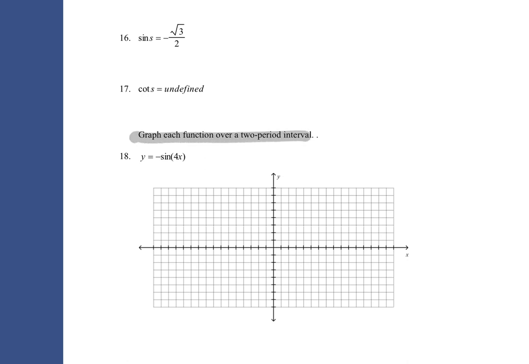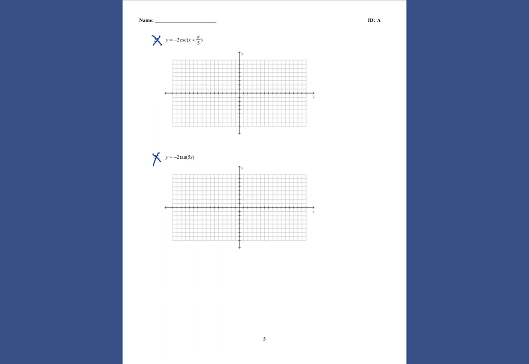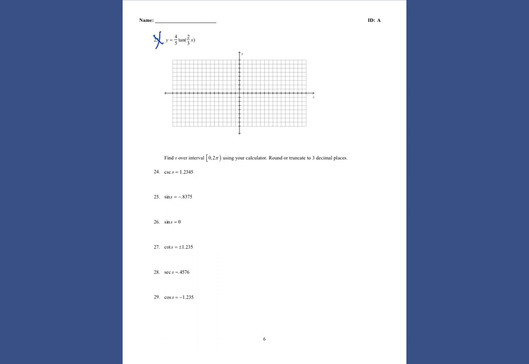Then it goes to graph the function. I crossed out 20 because it's got a phase shift and it's secant. We didn't do those yet. 21 and 22, we haven't done these yet. That will be next week's. So they're not on your test. And 23, crossed it out. Then comes the calculator part.